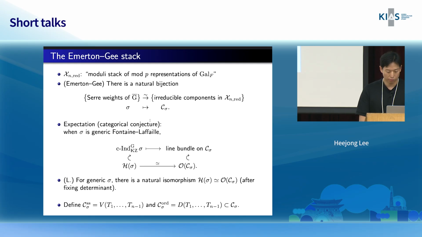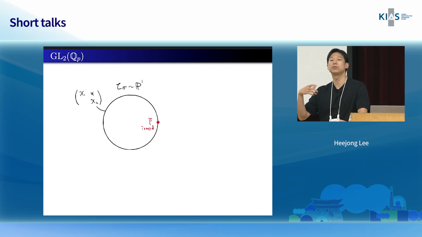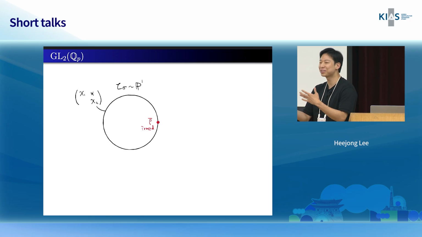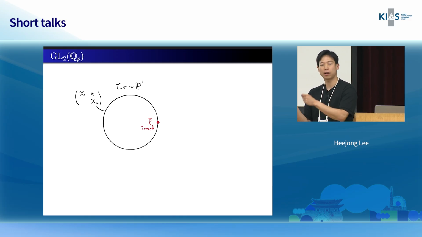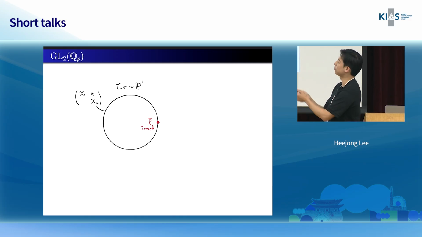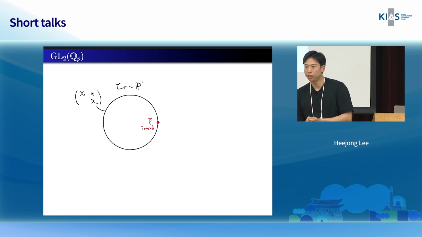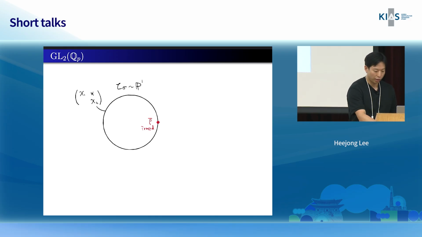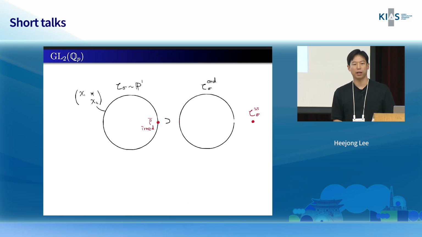Okay, so let me draw some picture and show you what this looks like. For GL2(Qp), this C sigma looks like P1. It's not P1, but it looks like P1. And the point at infinity corresponds to an irreducible Galois representation. And outside of that, all the Galois representations are reducible. So you have this one-dimensional family of reducible Galois representations that specializes to an irreducible Galois representation. And here, the ordinary locus is everything outside of infinity, and the infinity is the supersingular locus.